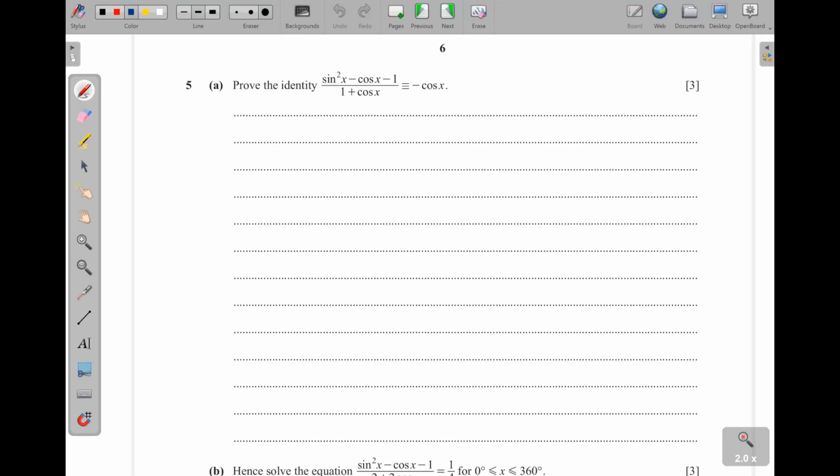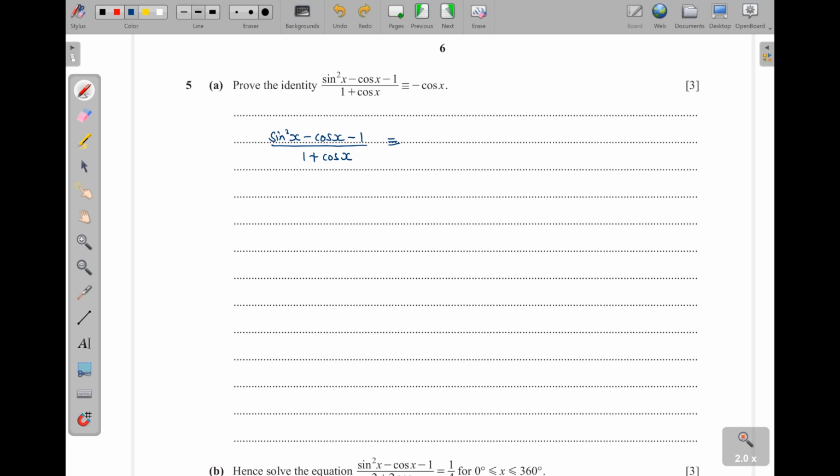Question 5 is coming from trigonometry part. Prove the identity, this one here. So I'll begin with the left side. This sine squared x, then minus the cosine of x minus 1. We divide by 1 plus cos of x. This one is going to give us what?